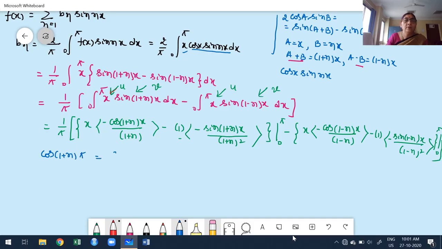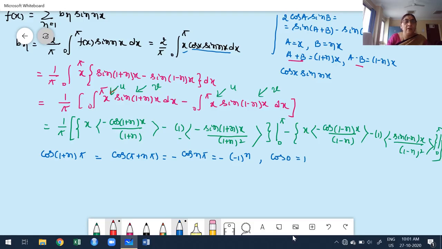Now this can also be written as cos of pi plus n pi. You know that cos of pi plus theta is minus cos theta. What is theta here? Cos of n pi. You already know that the value of cos n pi is minus 1 to the power of n. And next, you know that cos 0 is 1, not necessary to explain.